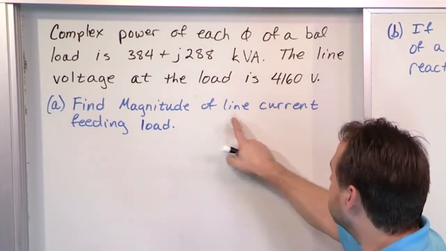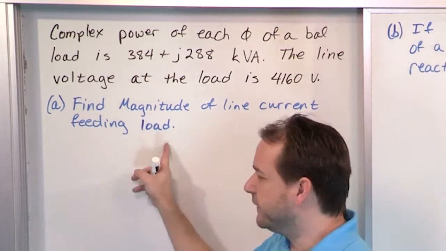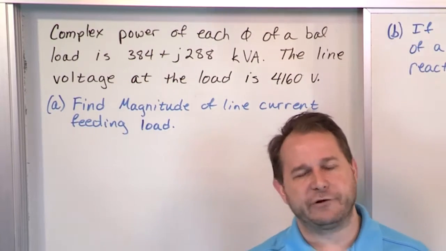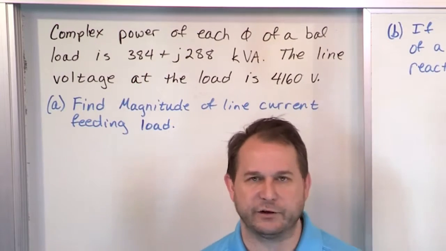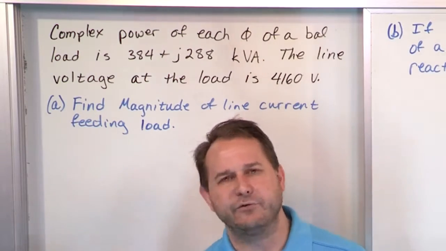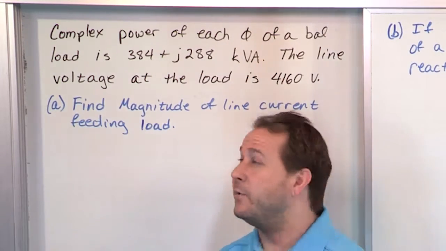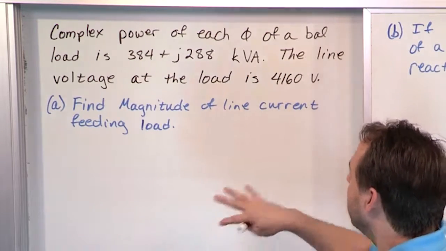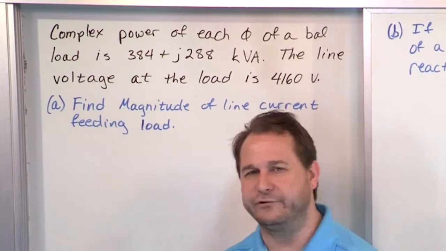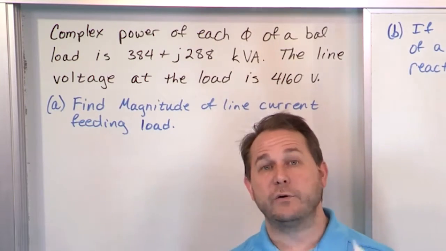Find the magnitude of the line current feeding the load. I'm not going to draw a picture here because sometimes the problems are simple enough conceptually that you don't have to draw a single-phase equivalent or anything. Besides, we don't know anything about the source at all. We don't really even know very much about the line. All we know is stuff about the load, and we know the power associated with the load. In this case, we know the whole enchilada.